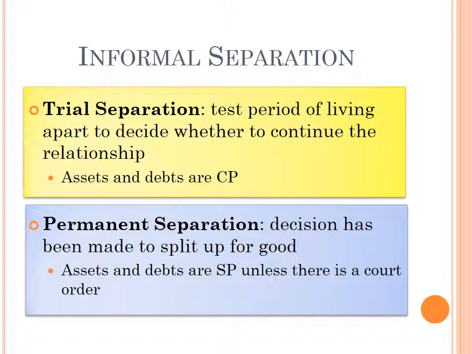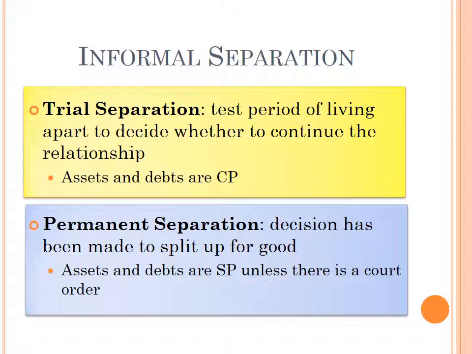Informal separation happens in one of two steps. It can either be a trial separation or permanent separation. A trial separation is just a test period where the couple lives apart and decides whether or not they want to continue the relationship. Any assets and debts accumulated during this time are community property.